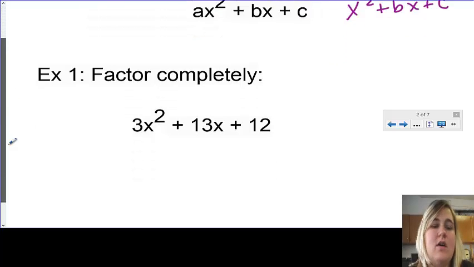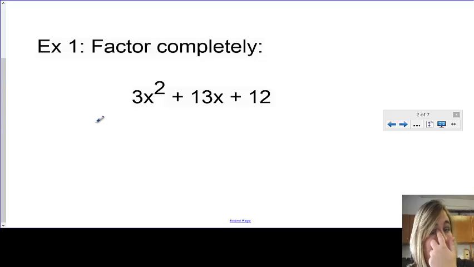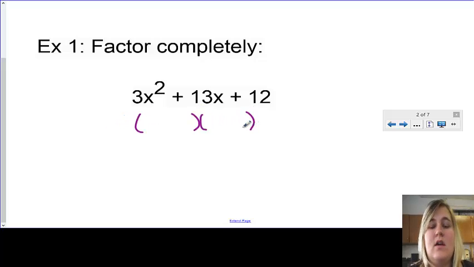So on example 1, it wants us to factor this one completely. And we're going to start this very similarly to how we started the other ones. We're going to start by opening up our parentheses. And instead of just splitting up x squared, I have to split up the 3 also. Well, 3 times what gets me 3? That's 3 times 1. So I'm going to say 3x here and x here, because when I distribute, 3x times x gets me 3x squared.